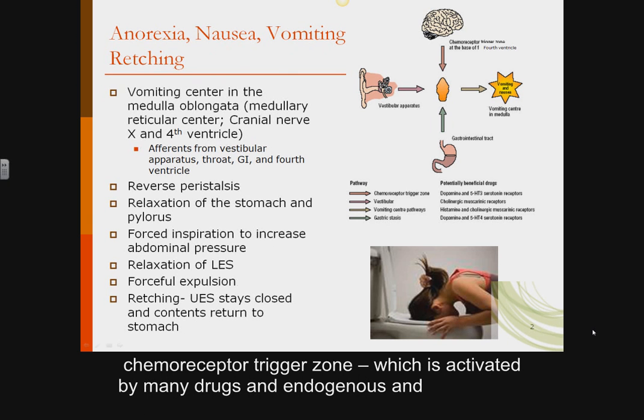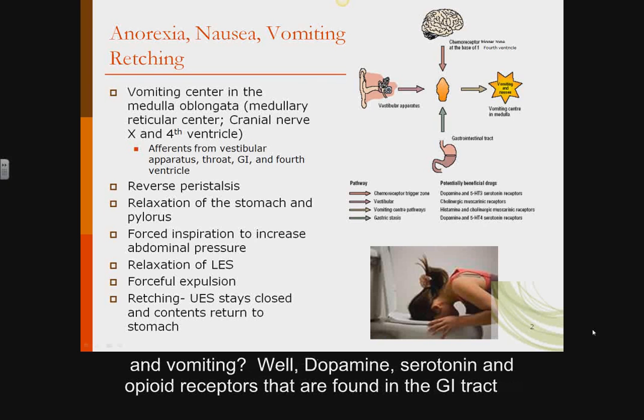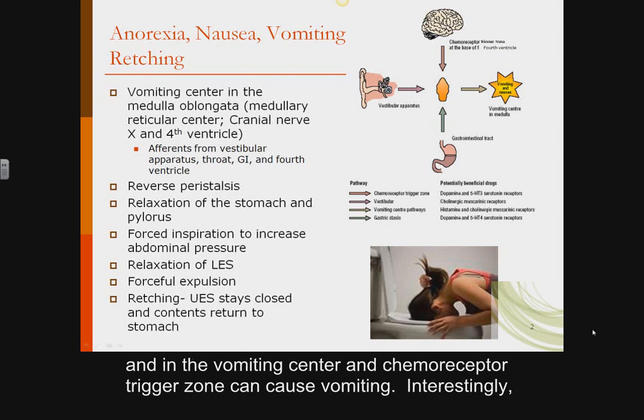Now, what about some neurotransmitters that are implicated in nausea and vomiting? Well, dopamine, serotonin, and opioid receptors that are found in the GI tract and in the vomiting center and chemoreceptor trigger zone can cause vomiting.